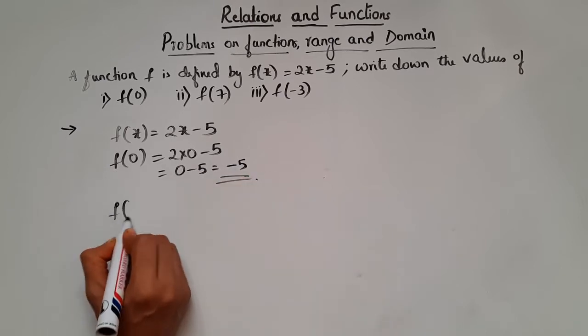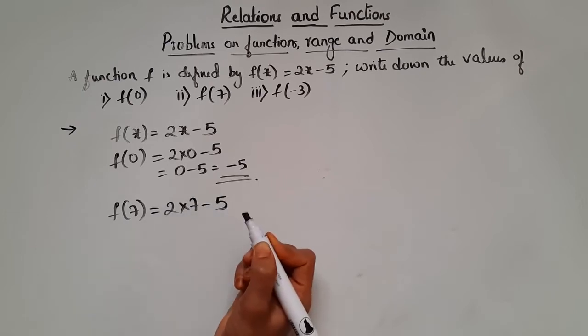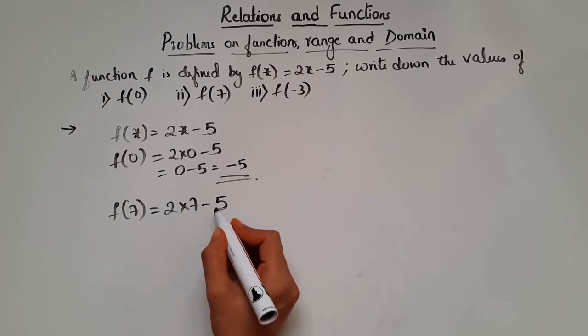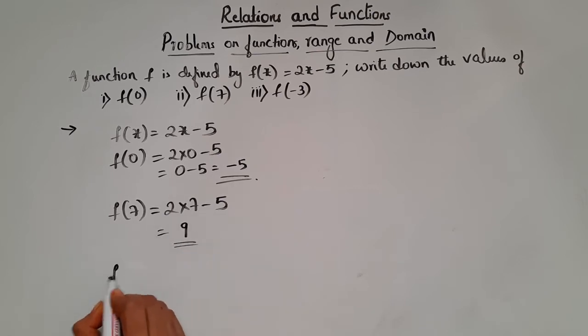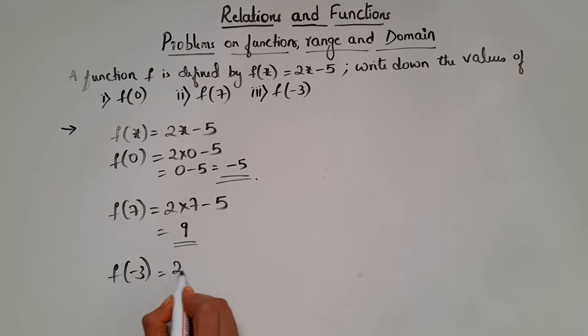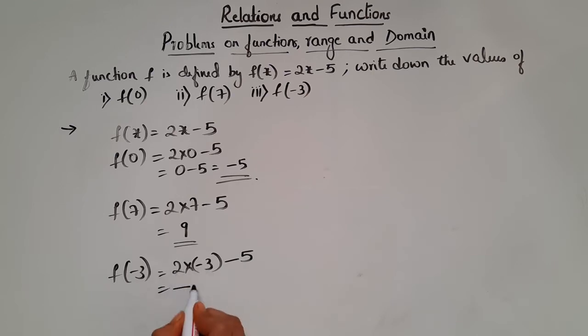Similarly, what is f of 7? So 2 into 7 minus 5. 7 2s are 14. 14 minus 5 is 9. Now what is f of minus 3? So 2 into minus 3 minus 5. So plus into minus is minus. 3 2s are 6, minus 5, which is equal to minus 11.